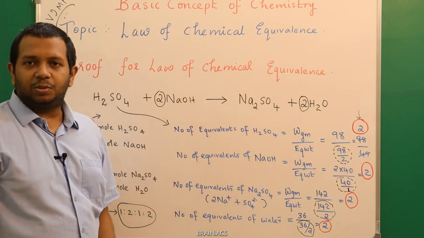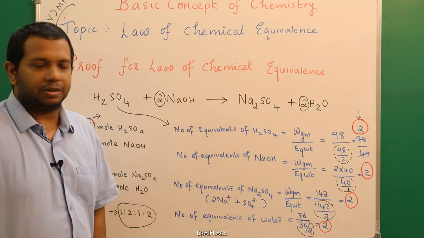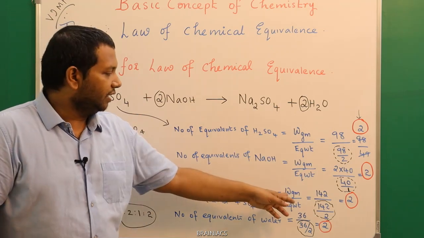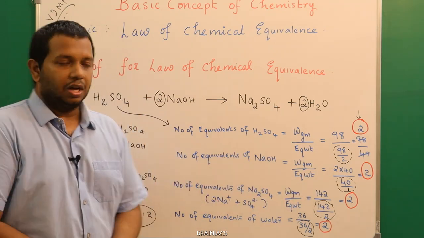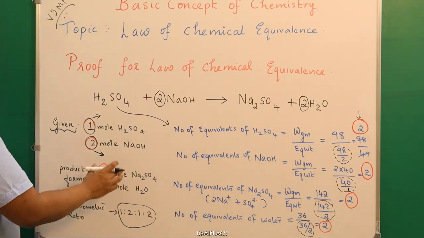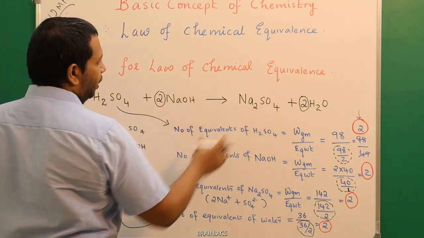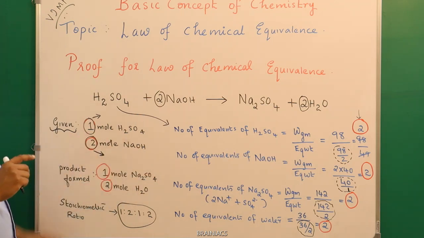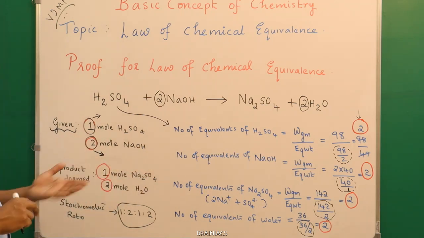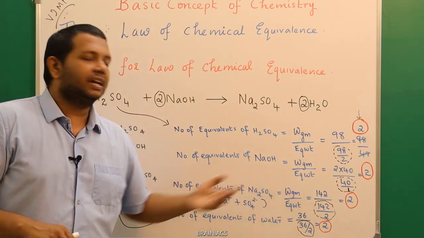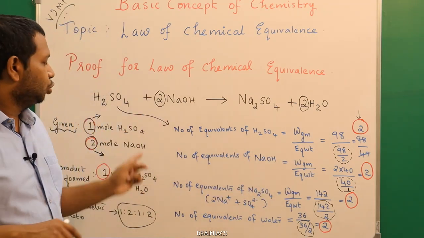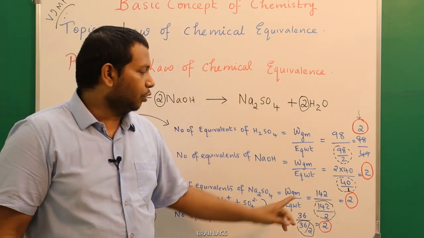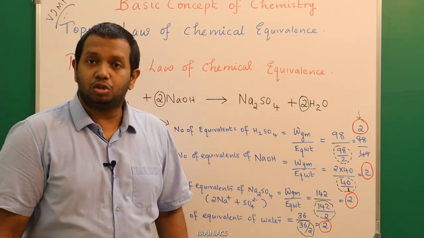Now we will go to Na2SO4, the salt that is formed. The number of equivalents of Na2SO4, you know again the formula is weight in gram by equivalent weight. What is weight in gram? I know that 1 mole of Na2SO4 is formed. So tell me, what is the weight in gram of 1 mole of Na2SO4? 2Na means 23 into 2, sulfur 32, 16 into 4 is 64 for oxygen. So you will get 142.